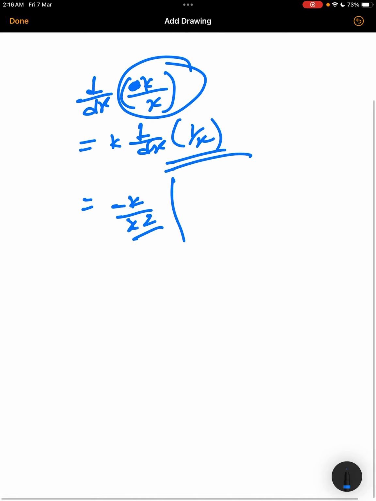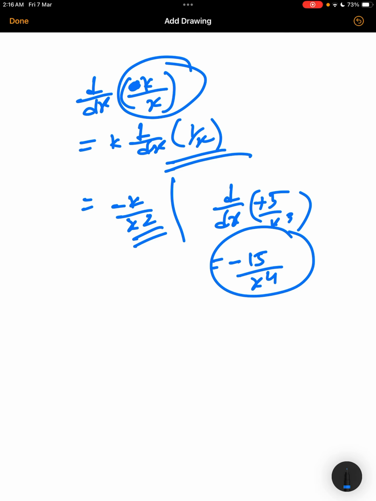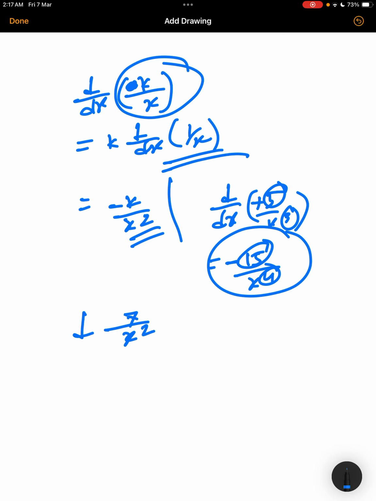have one greater power. Suppose d/dx of 5 by x to the power 3. It will become minus 15 over x to the power 4. So how? Here in front the 5 is positive, so I have to make it negative. After that 5 and 3 multiplication is 15, and the denominator will have an increase of 1 power. So if 7 over x to the power 2, d/dx of this, it would become minus 14 over x to the power 3.